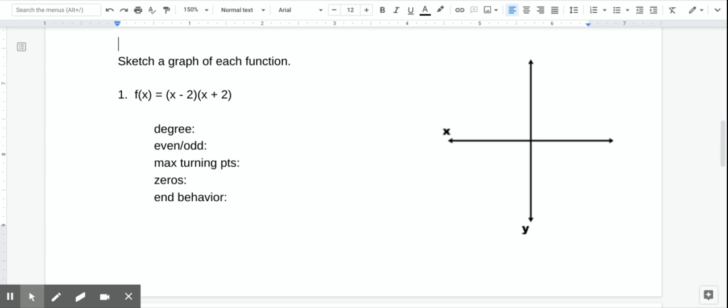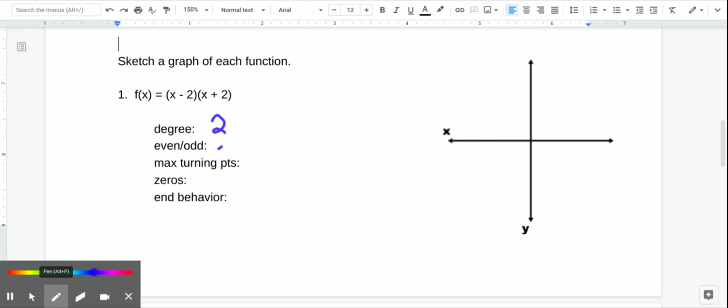We're going to use the information that we just talked about to graph this function, x minus 2, x plus 2. So there's some information we're going to pull from this. The first thing is the degree. If we were to multiply this all out, we would have an x squared term, so it is degree 2. Now, we're not going to multiply it all out. There's no reason to.